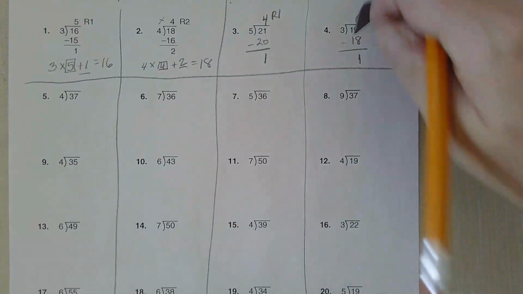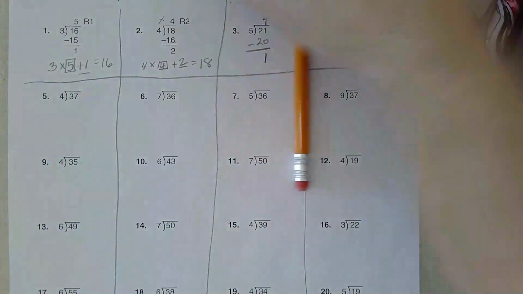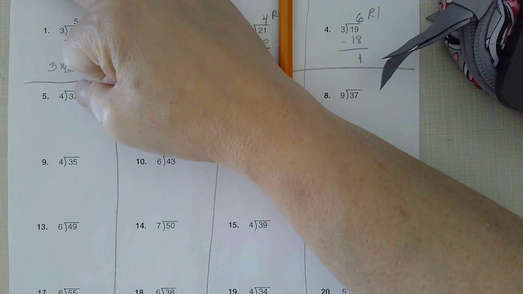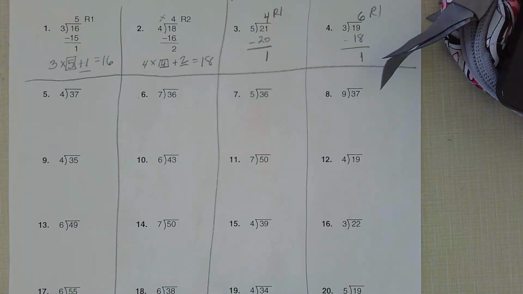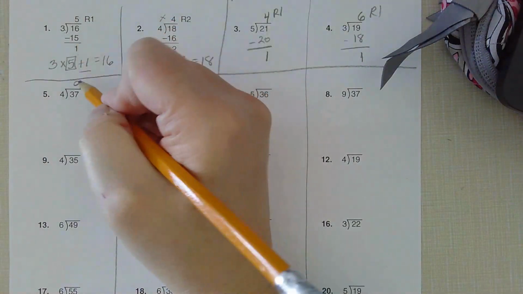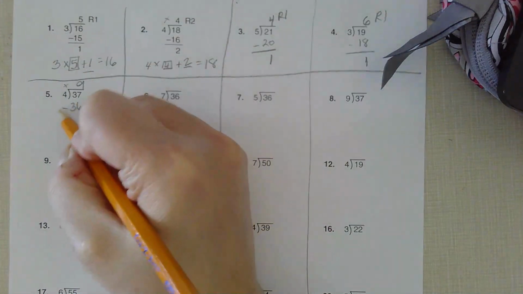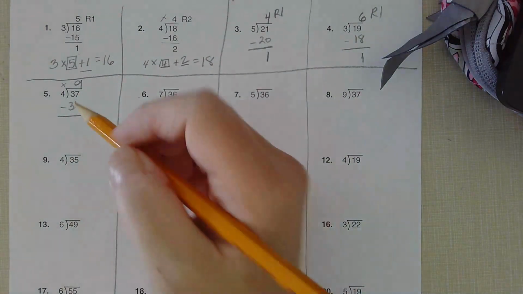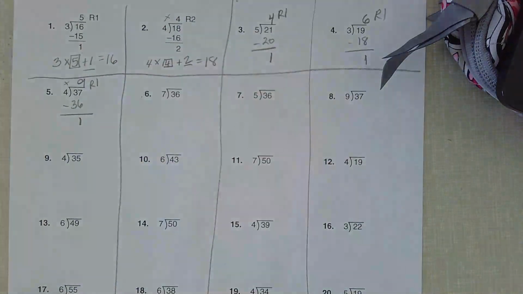Okay, now let's take a look at number 5. Can 4 go into 3? No, it cannot. Can it go into 37? Yes, it can. How many times? What number times 4 is going to get us as close as possible to 37 without going over? You should have said 9. 9 times 4 is 36. Then we're going to subtract. 37 minus 36 is 1. So our answer becomes 9 with a remainder of 1.